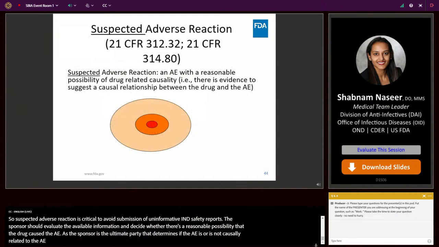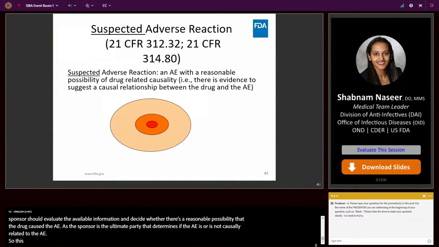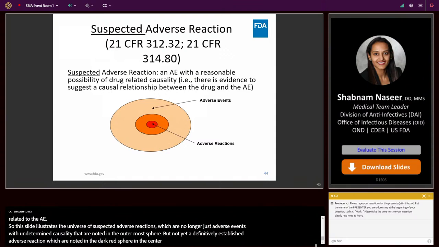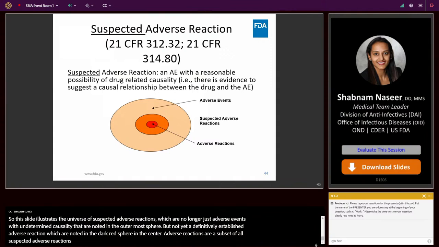So this slide illustrates the universe of suspected adverse reactions, which are no longer just adverse events with undetermined causality that are noted in the outermost sphere, but not yet a definitively established adverse reaction, which are noted in the dark red sphere in the center. Adverse reactions are a subset of all suspected adverse reactions where there is a reason to conclude that the drug caused the event. So again, suspected adverse reactions are those AEs where there's evidence to suggest a causal relationship between the drug and the AE.